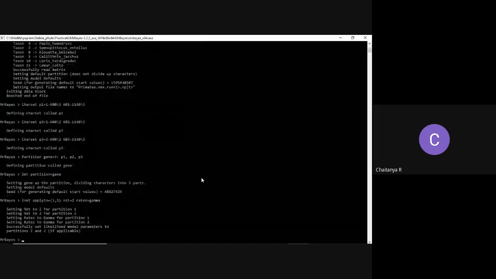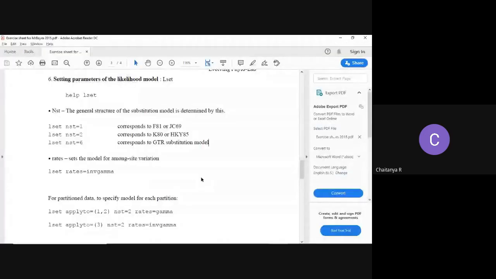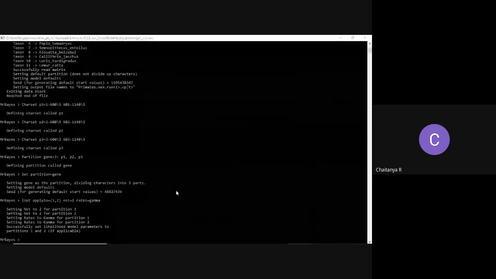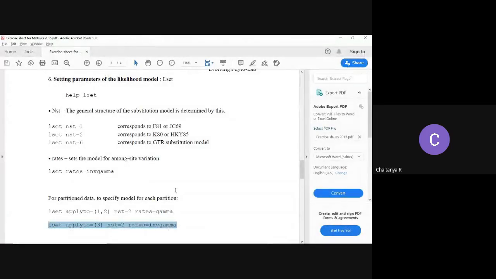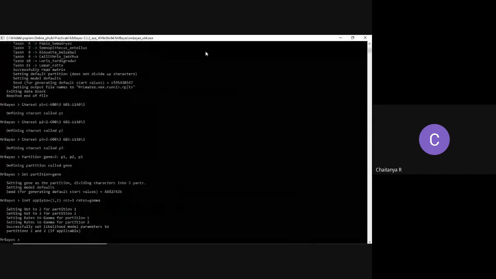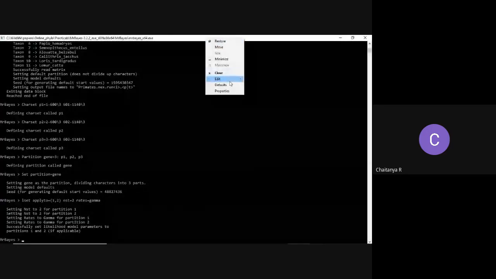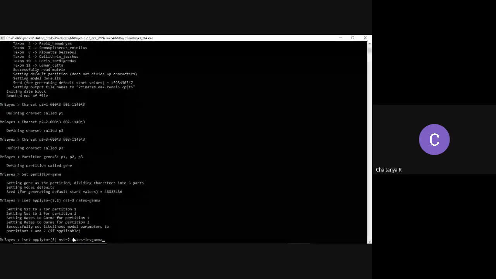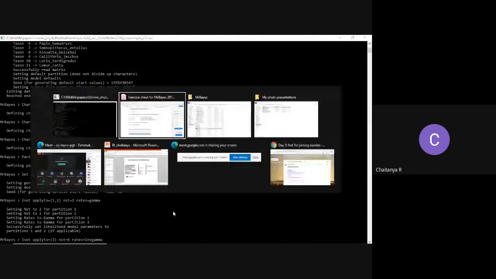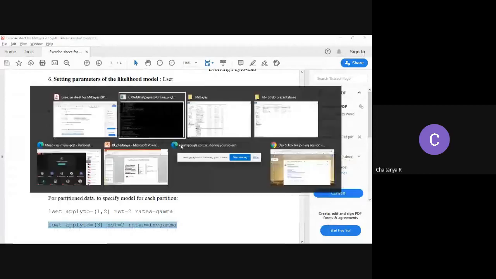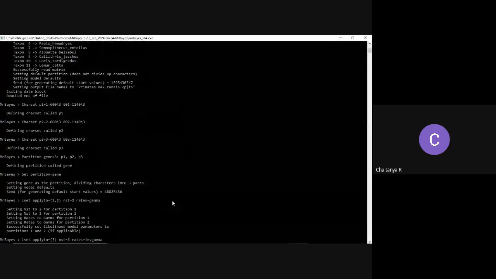So we do that. Now we are left with partition 3, right? So we copy the lset command for partition 3. Paste. So here again, it's applying either K80 or HKY because nst is again 2. But let's, for fun, change this to nst equals 6. Okay. What does nst equals 6 mean? It corresponds to the GTR substitution model. So just for fun, I'm using GTR for my third partition, and I press enter.